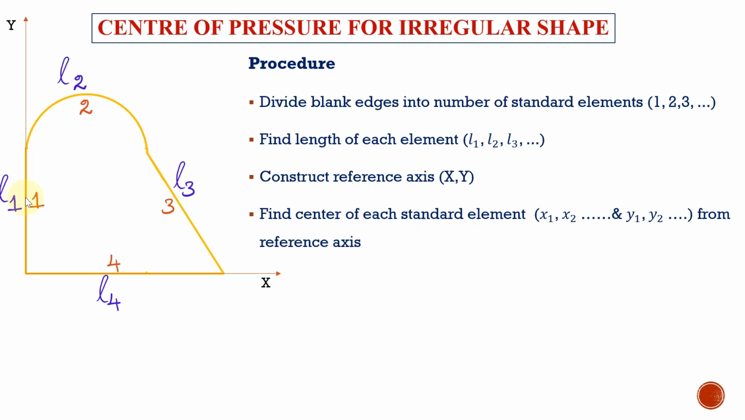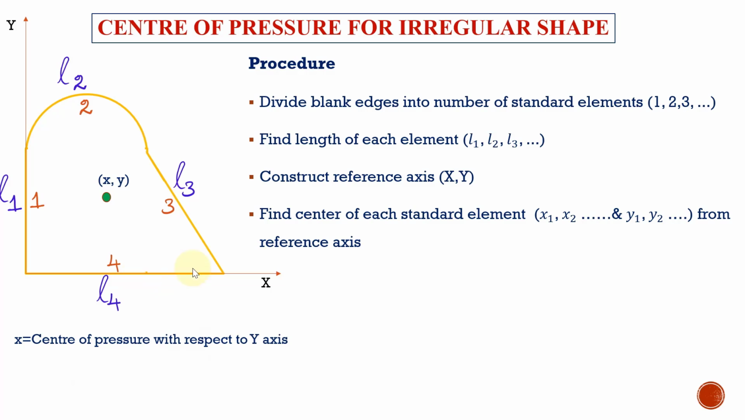That means first we are going to calculate the center of element 1 from the x and y reference axes. That is why we call them x1 and y1. Likewise, we have to calculate the center of each standard element from these reference axes x and y. After finding the center of each element, we are going to find out the center of pressure of the irregular shaped blank, that is x bar and y bar.